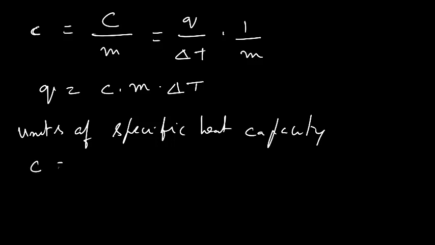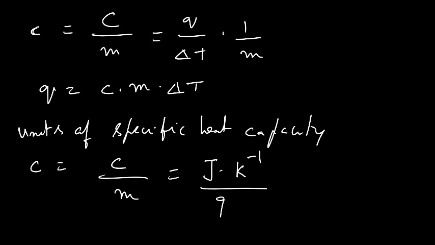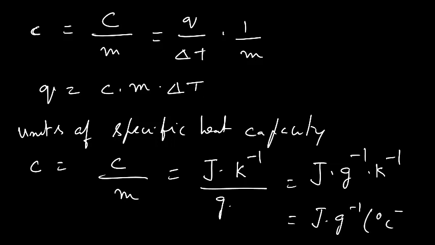So here C equal to C by m. What is C? Specific heat capacity. What is the unit of specific heat capacity? Joule per K minus 1 by, what is the unit of mass? Gram. So this is equal to joule gram inverse K inverse, or joule gram inverse degree centigrade inverse. So this is the unit of specific heat capacity.